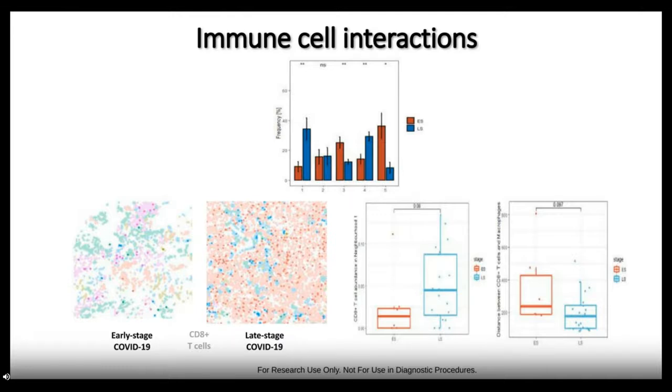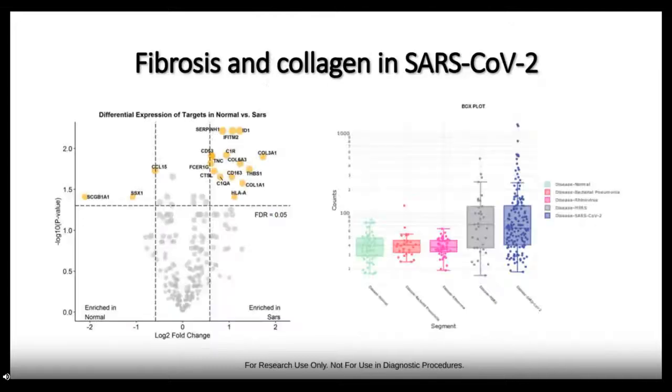We also see interesting differences in the immune cell neighborhoods between early and late. So in the bottom right here, you're looking at the frequency of CD8 T cell abundance in neighborhood 2. It's much lower in the early stage cases in red compared to the late stage cases in blue. We see differences between disease and we see differences over time.